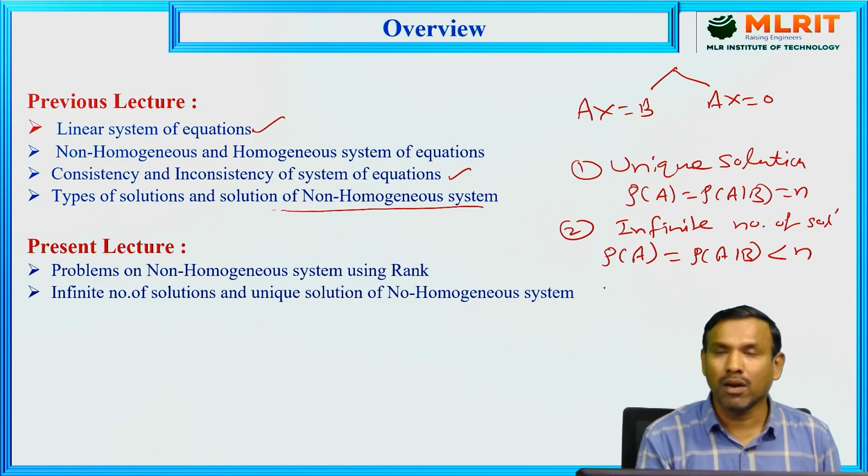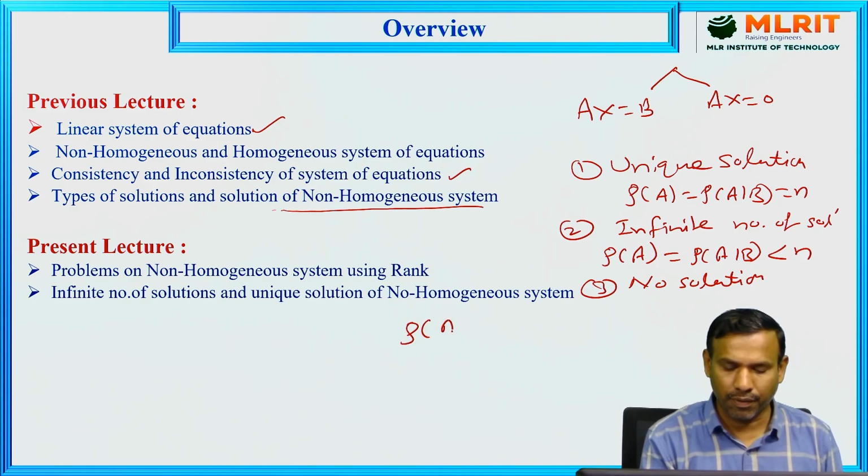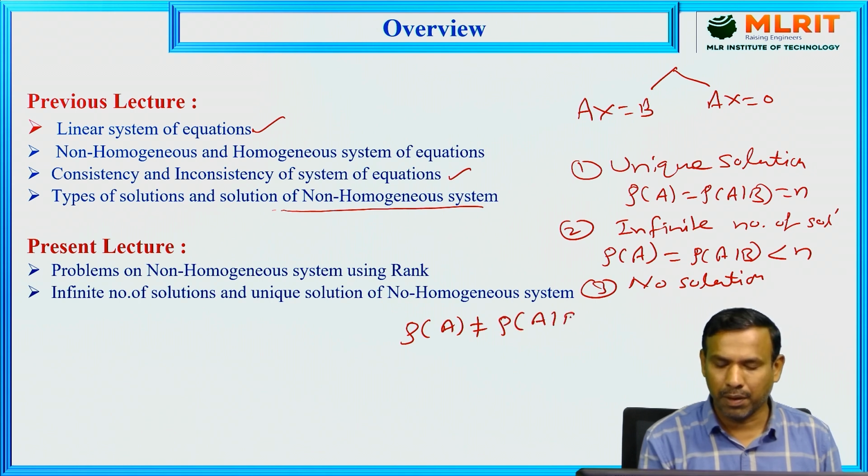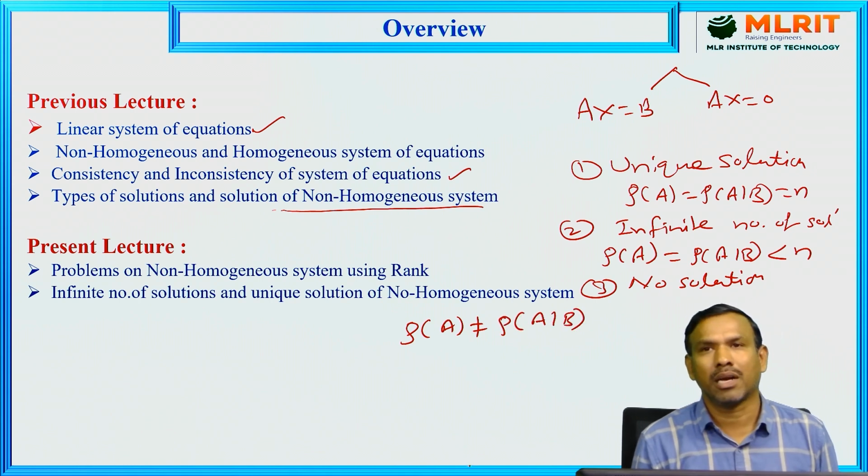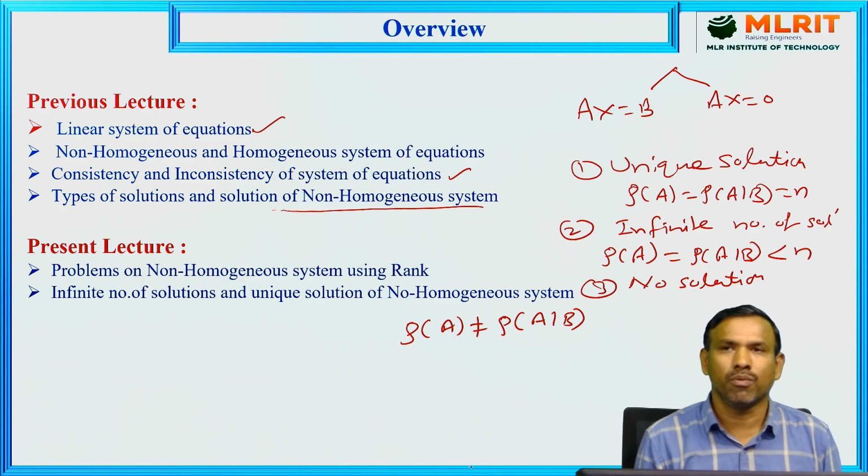And the third one, no solution, if rank of A is not equal to rank of [A|B]. These are the three types of solutions that exist. Now, we will do some more problems on this system. Already we have discussed one problem in the previous video lecture. Now, we go for the second problem.